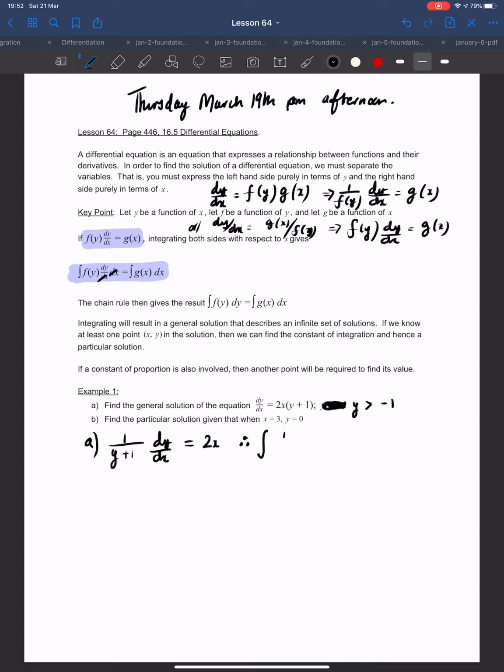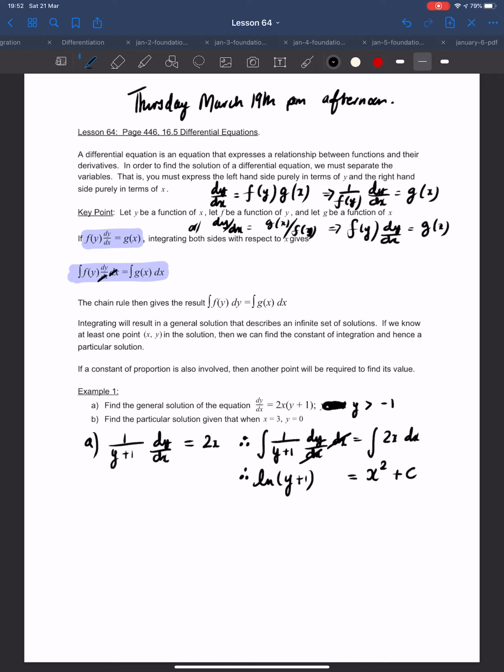Integrate both sides with respect to x. Integral of 2x dx. And they cancel. Well, don't really cancel as such, but we can think of it that way for A-level maths. So the left-hand side, we've got ln of y plus 1, because the integral of 1 over y plus 1 is ln of y plus 1. The integral of 2x is x squared. I'll put the constant of integration there.